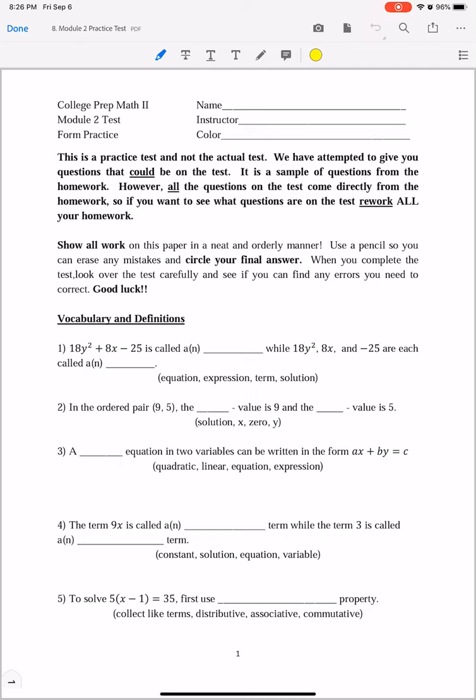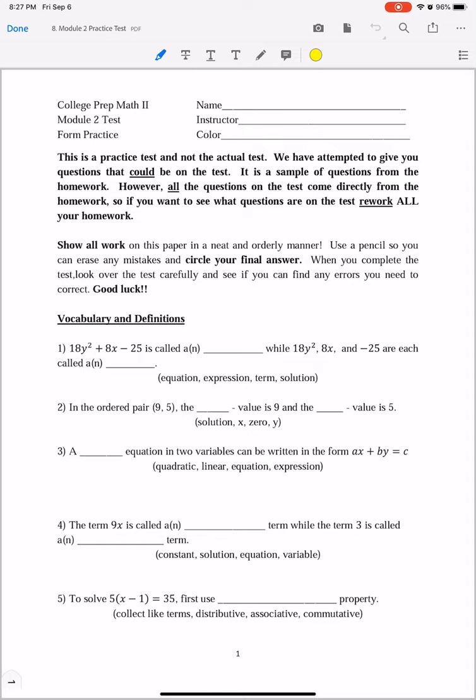We're going to do our Module 2 practice test. This is basically the Module 2 review. So I'm not going to read all of this up at the top again. We're just going to jump right into the vocab, but you can read the top if you'd like. So we got vocabs and the definitions.